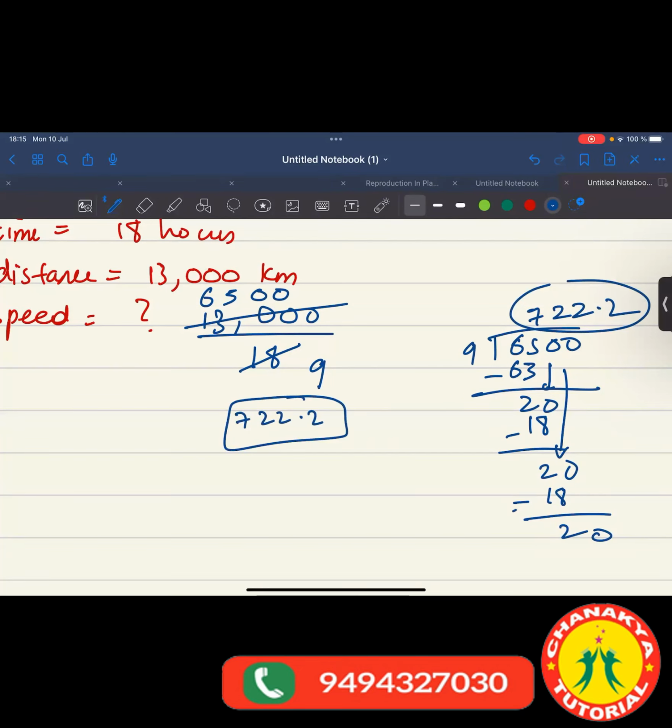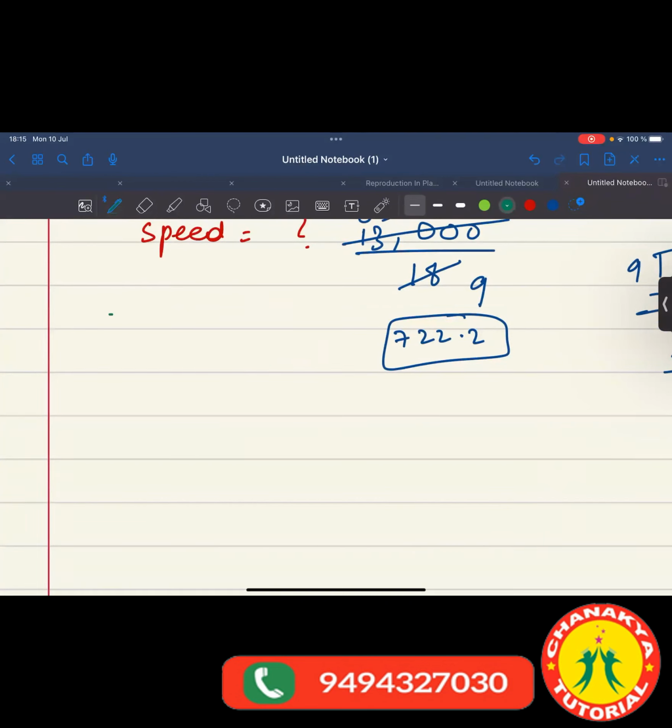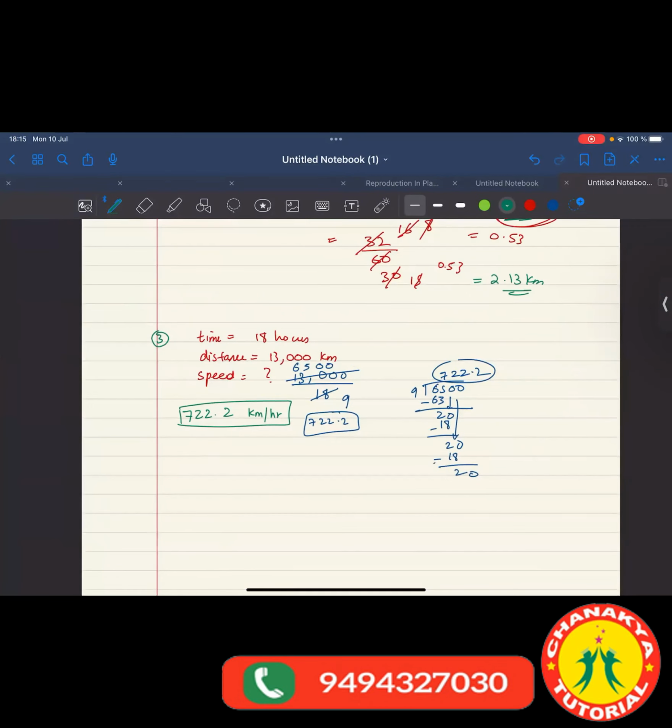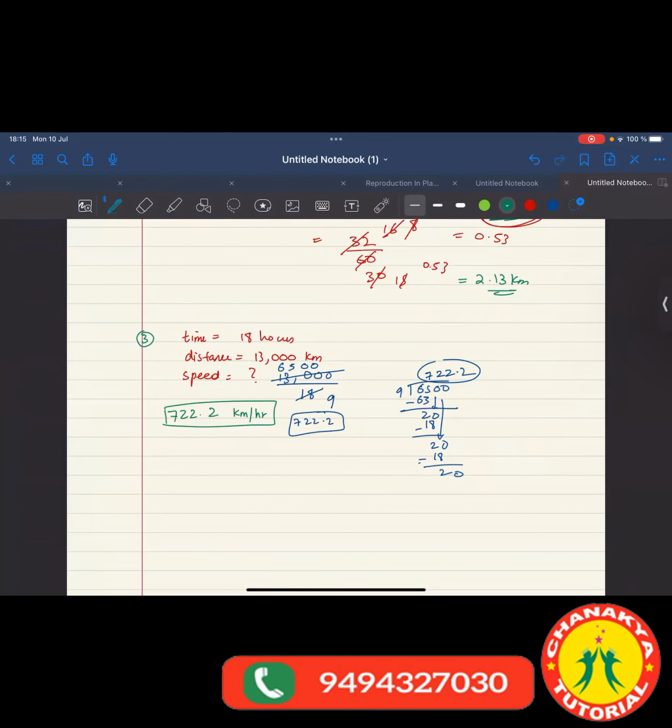22.2. What will the unit be? Per hour. What per hour? Kilometers per hour. This is how you do it. This is the correct answer. Am I clear? Is this clear? Anybody wants me to explain it again? Guys, is the sum clear? It's clear.